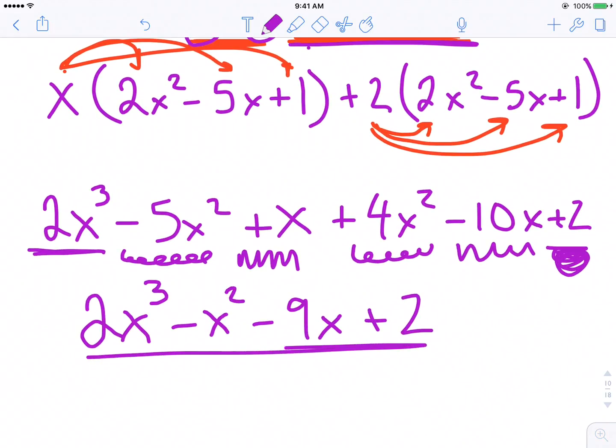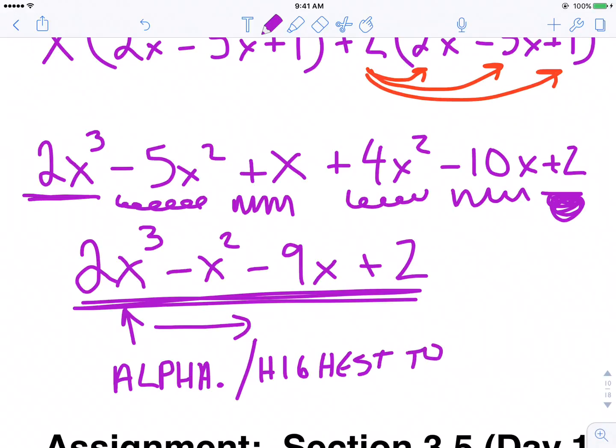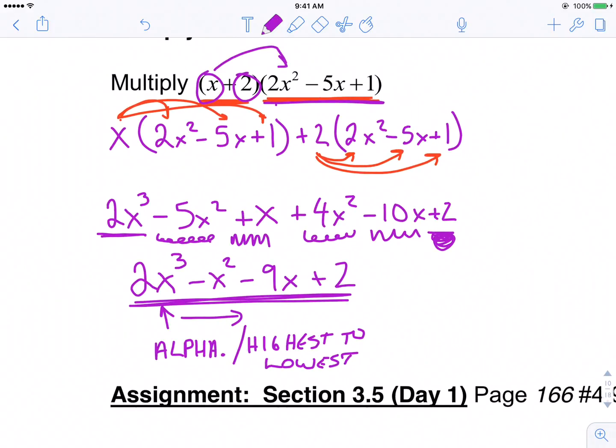And there's your polynomial. Now, general rule of thumb, write highest to lowest exponent, and preferably in alphabetical order if possible, if you have more than one variable, and then of course highest to lowest. Okay, so that's multiplying your binomial times a trinomial, or multiplying a binomial by a trinomial.